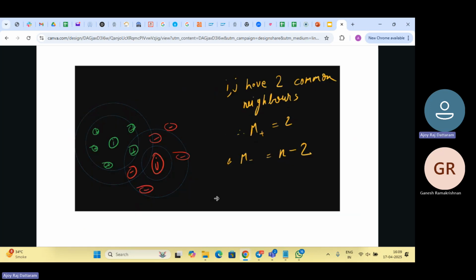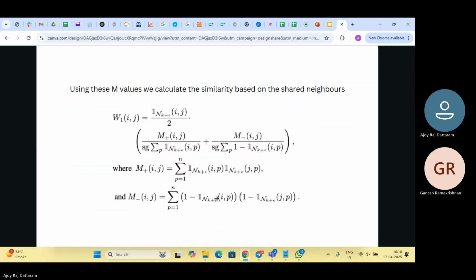And then, with respect to this, they have defined two other variables, m plus and m minus. M plus and m minus are the variables which count how many neighbors are in the neighborhood. The m plus counts how many neighbors are in the intersection of both samples i and j, and the m minus counts how many neighbors are not in the intersection of i and j. Then they put those variables into this equation, and they get a weighted m.